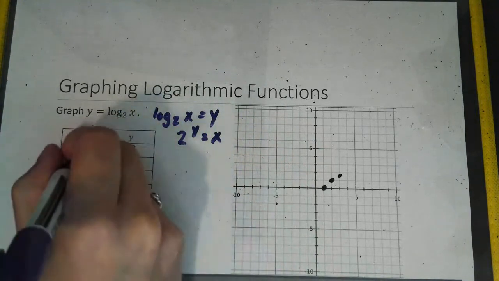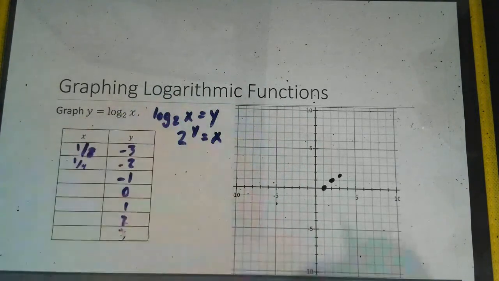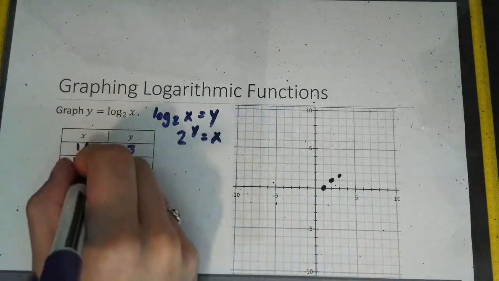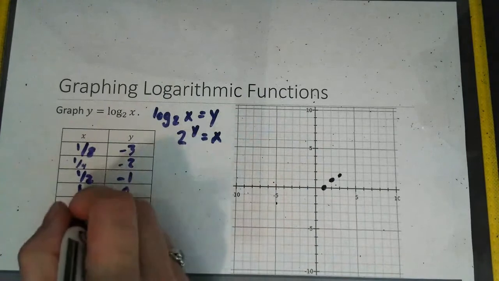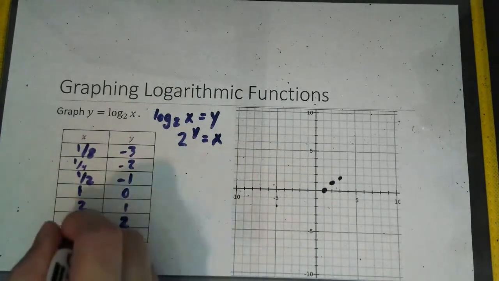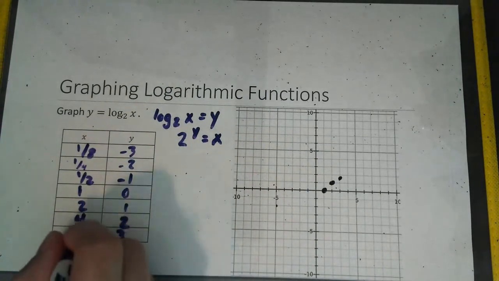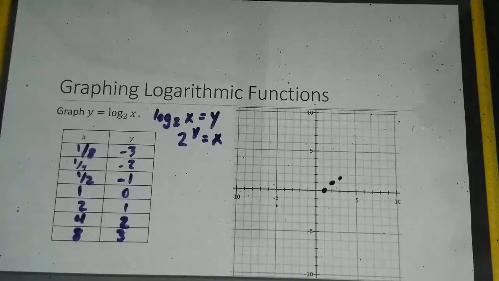2 to the -2 power is 1/4. 2 to the -1, 1/2. 2 to the 0, 1. 2 to the first, 2. 2 squared, 4. 2 cubed, 8. That gives me 7 points I can plot.